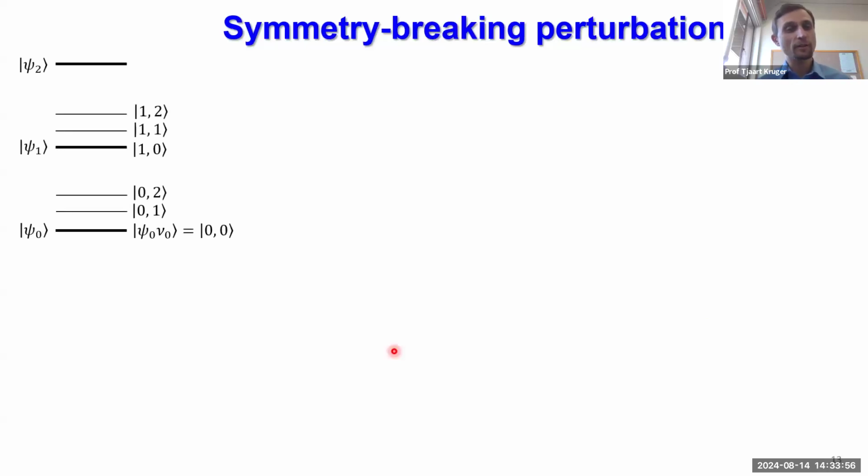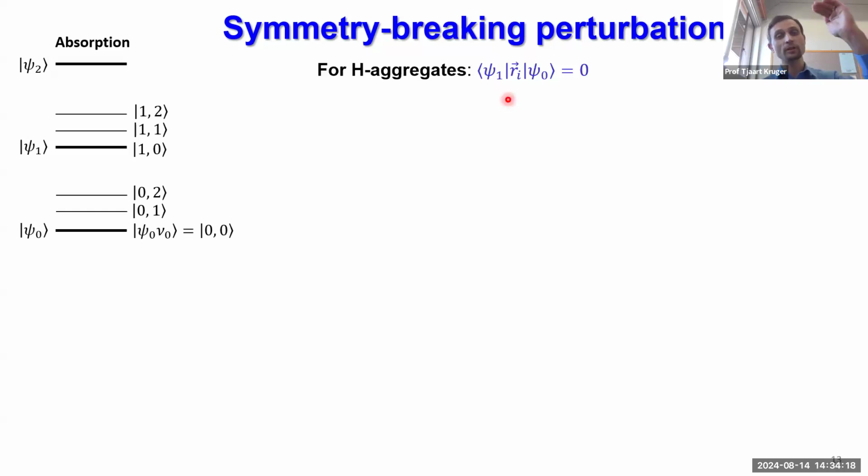Okay, so let's have a look at some symmetry breaking perturbations. So let's consider this energy level diagram. I've shown here the ground electronic state, first electronic excited state, second electronic excited state with some vibrational levels. Let's consider absorption first. In the case of an H aggregate, we know that this transition is 0, and this is 0 for all transitions regardless of the vibrational state. So let's just consider this 0-0 transition.